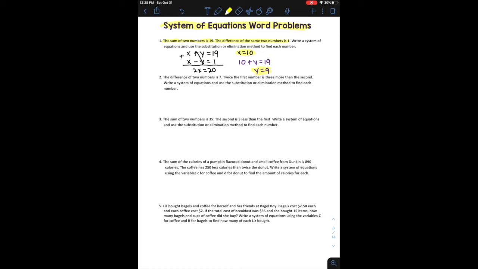The word problem is asking us for the two numbers that have a sum of 19 and a difference of 1. Double check yourself and ask yourself, is 10 plus 9 equal to 19, and is 10 minus 9 equal to 1? That both checks out. So this answer won't be an ordered pair since it's a word problem. We could just write the two numbers are 10 and 9.